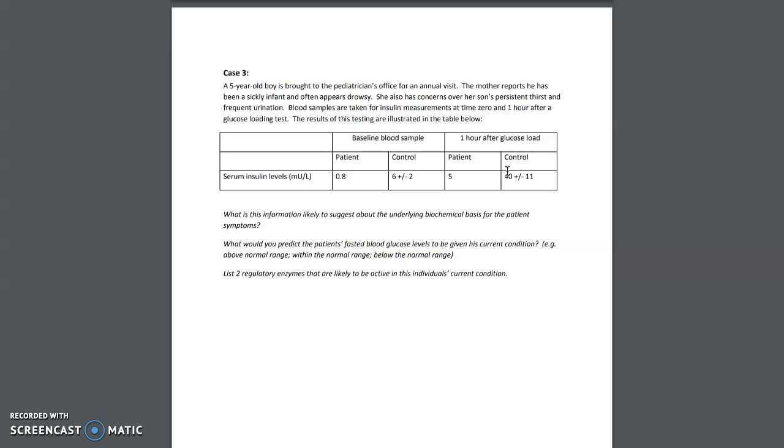The prediction of the patient's fasted glucose levels due to diabetes will be very high blood glucose levels. Due to the hypoglycemia present at the beginning of the fasted state, which causes the liver to release an excess amount of glucose, causing it to be very high.